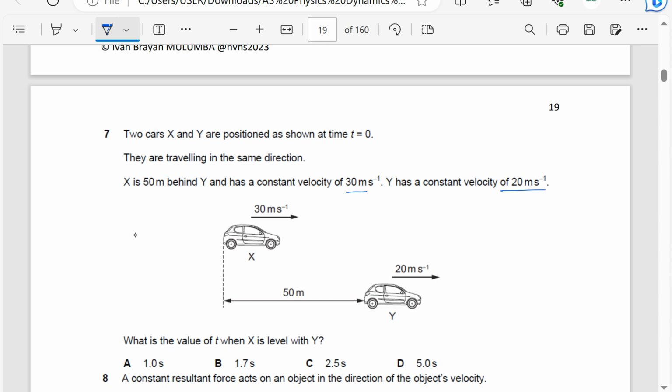Okay. So let that time be just t. Let's consider Y first. The displacement for Y, if the speed is constant, then distance is just speed times time. So the distance for Y is going to be 20 times that time. And what is the value of time when they level? When they level, they must have traveled for the same time.